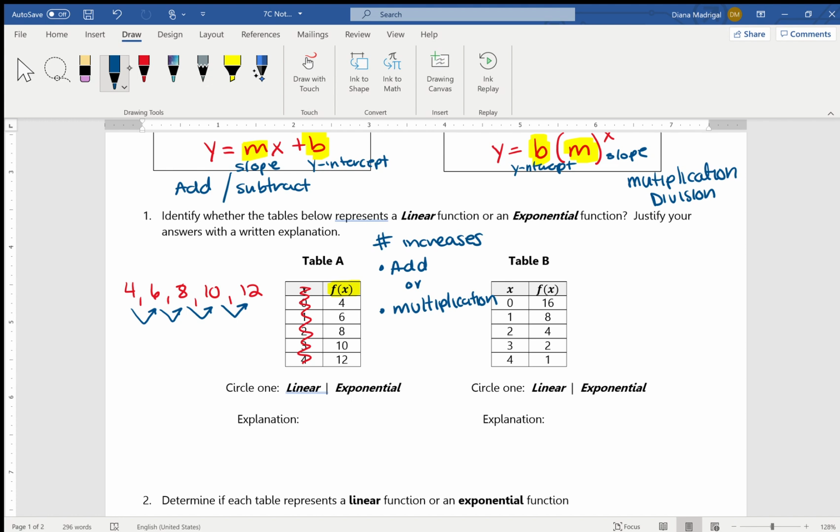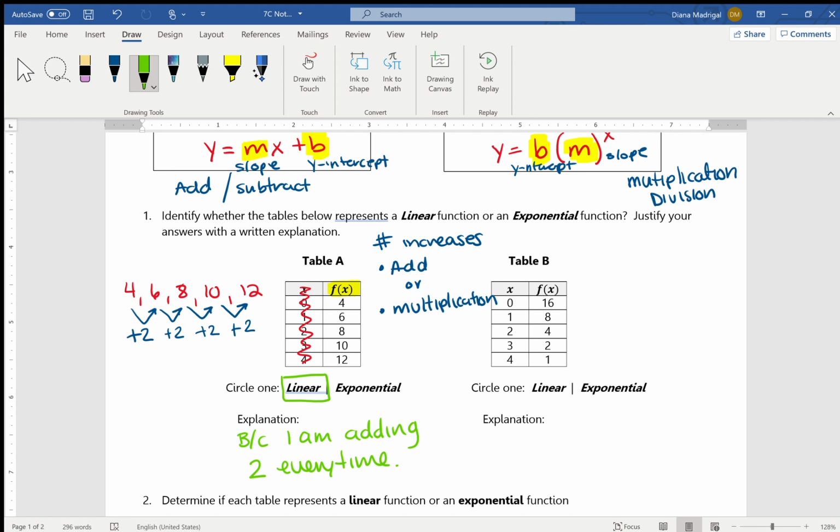4 plus what gives me 6? 4 plus 2 gives me 6. 6 plus 2 gives me 8. 8 plus 2 gives me 10. 10 plus 2 gives me 12. So the answer for this is going to be linear. This is a linear function. Why? Because I am adding 2 every time, and I told you that when you're adding, you're doing linear.